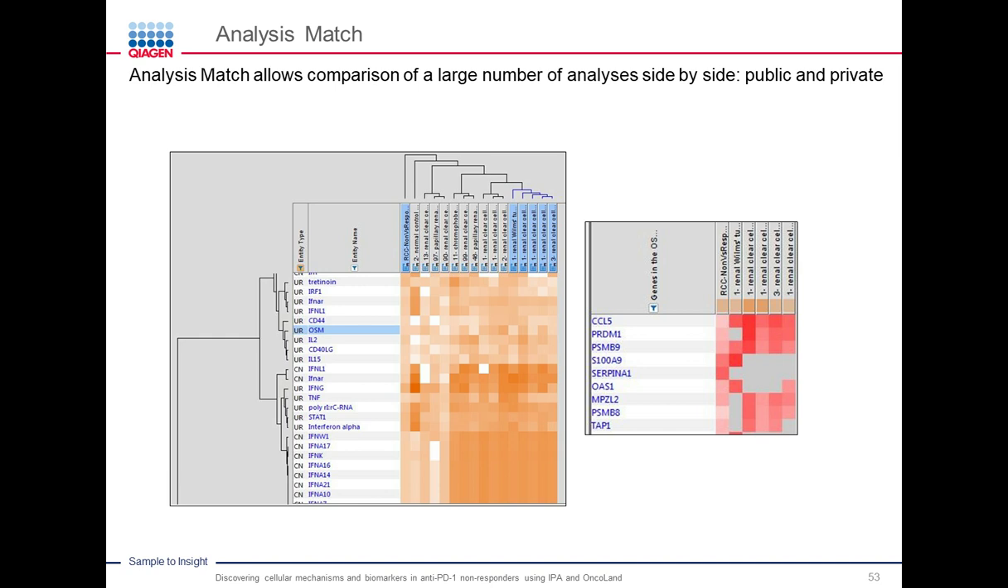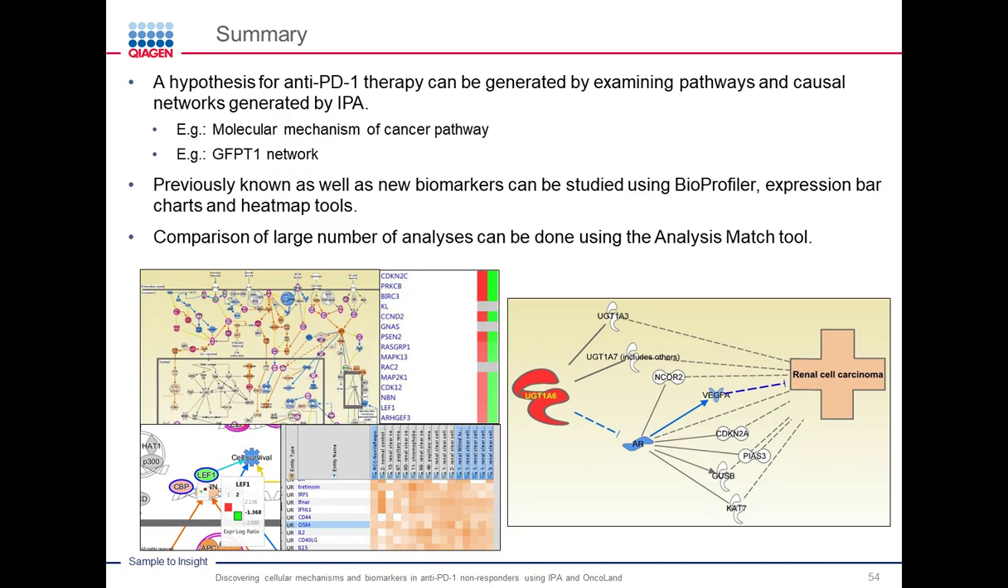The heat map on the left-hand side is the activity heat map. The heat map on the right-hand side is the gene expression heat map. And by looking at the gene expression heat map, we can also discover other biomarkers that are on not only in the non-responder, but also in many of the public data sets that we see on the right-hand side.